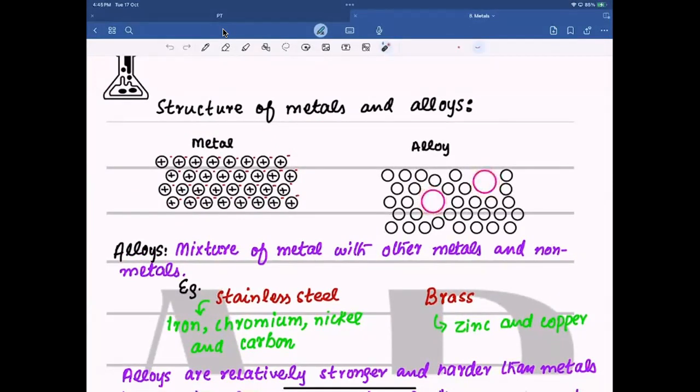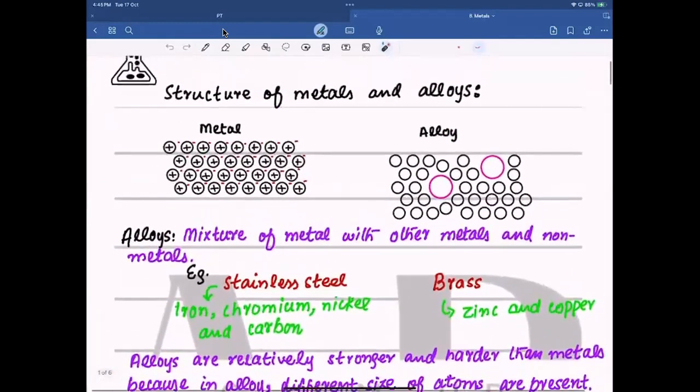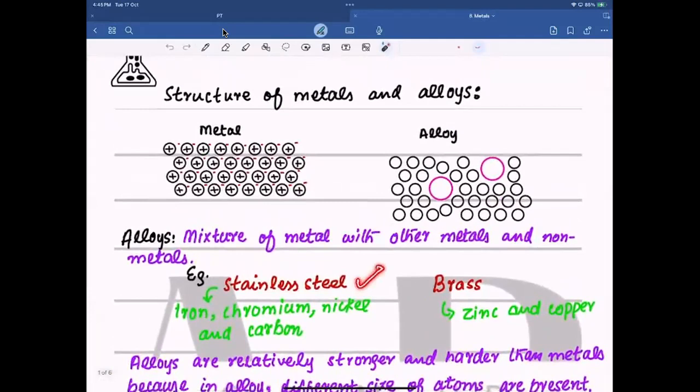If you recall, an alloy is a mixture of a metal with other metals and non-metals. So it is not necessary that every time an alloy contains only metals. Do remember, an alloy also contains non-metals sometimes along with those metals. We have two examples of alloys here. Stainless steel, which is a mixture of iron, chromium, nickel, and carbon, and the other one is brass, which contains zinc and copper. You must remember the composition of these two, which is important for the exam.